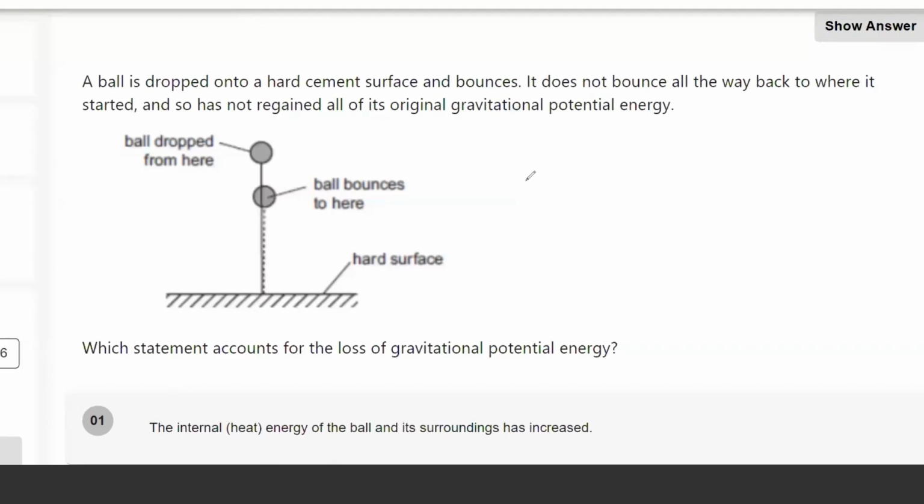We'll look at one final question. A ball is dropped onto a hard cement surface and bounces. It does not bounce all the way back to where it started, so it has not regained all of its original gravitational potential energy. Which statement accounts for the loss of gravitational potential energy?